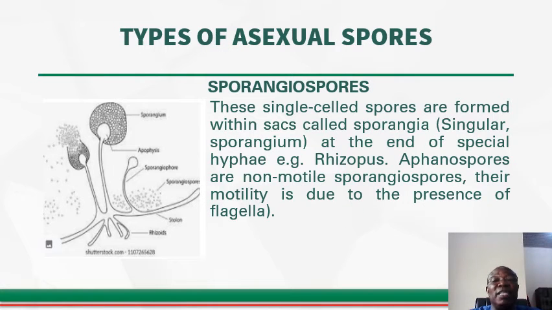When we look at the different types of asexual spores, we have sporangiospores as one of them. These single cell spores are formed within a sac called sporangia, and this can be found in Rhizopus. And then we have zoospores, which are motile sporangiospores, and their motility is due to the presence of flagella in them.